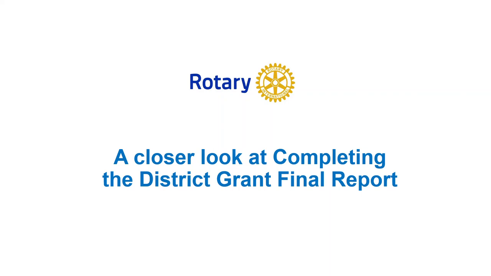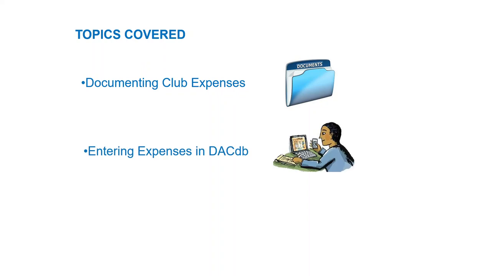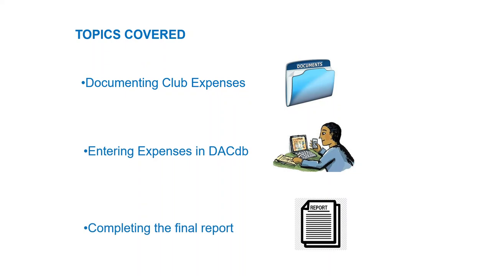Once you've completed your district grant project, it's time to complete the final report, hopefully within 1 month of the completion of the grant. In this session, we'll take a look at what information is needed to document club expenses, how to enter the documentation into DAC-DB, and how to fill out the final report.